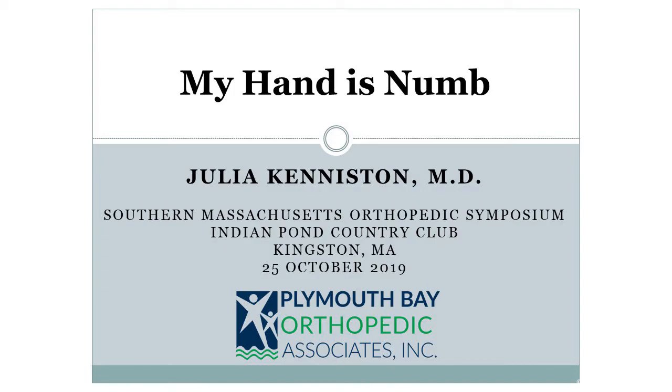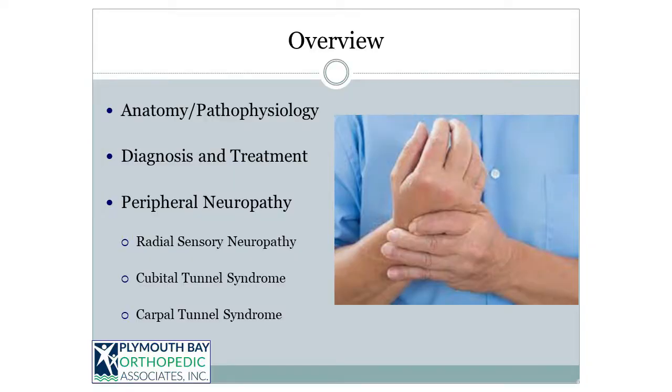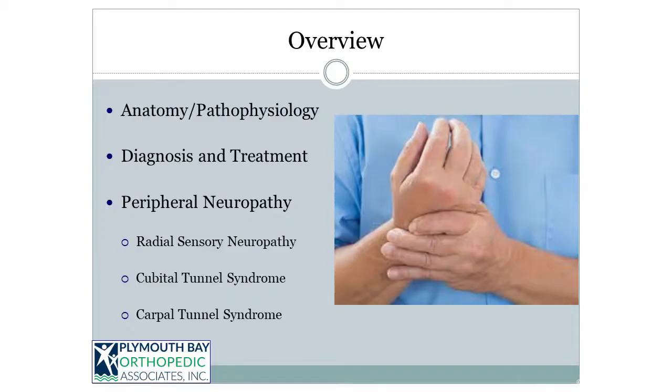So basically, I'm going to talk about hand numbness today. Generally, over the next 15 minutes, or maybe a few minutes more, we're going to talk about anatomy, pathophysiology, diagnosis and treatment, and mostly I'll talk about peripheral neuropathy, which is what I deal with the most, and this is mostly compressive neuropathies. And this is dealing with radial sensory neuropathy, cubital tunnel, which is the ulnar nerve, and carpal tunnel, which affects the median nerve.